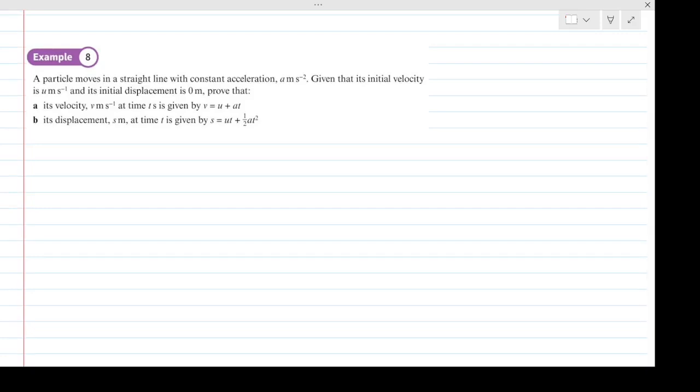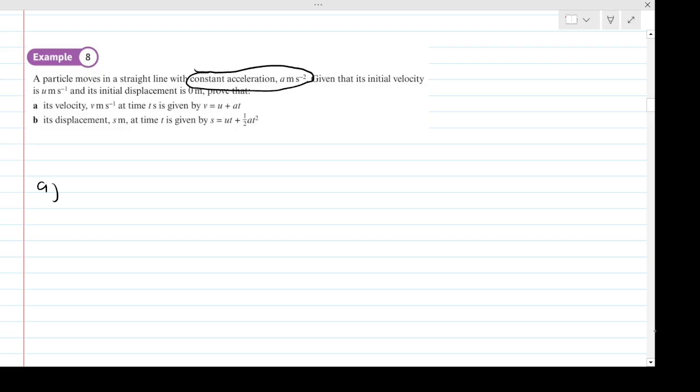Well, in this example, we're told a particle moves in a straight line with constant acceleration a, given that its initial velocity is u and the initial displacement is 0. Firstly, we need to prove that the velocity v is u plus at. That's what we need to prove. Now, hopefully that is a very familiar formula from the SUVAT equations. But how do we get to it? Well, the only information we can really start with is the fact we're given constant acceleration.